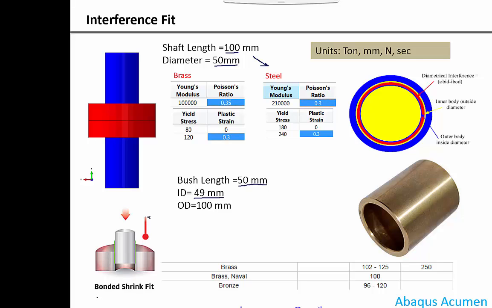Now this particular example is not a thermal shrink fit, where actually temperature is increased. We are not going to do this. We can do this also if you have temperature dependent property, but we are not going to do it. So we are going to have a blue color steel shaft, and over that we are going to put the bushing.